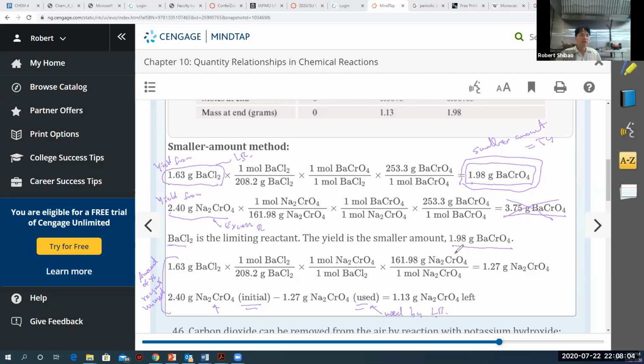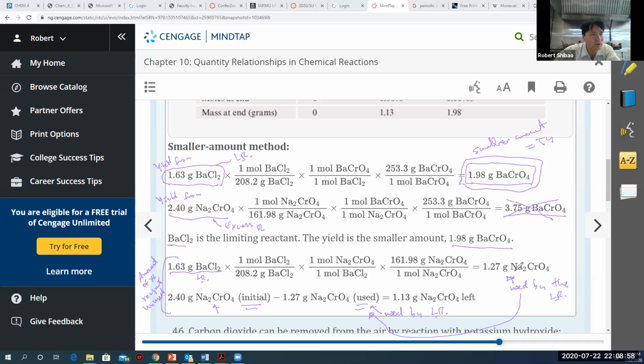How do you figure out how much you use from the limiting reagent? Well, we know what the limiting reagent is. It's 1.63 grams of barium chloride here, giving 1.98 grams of product. So we start off with the limiting reagent, and then we figure out how much sodium chromate is used. 1.27 grams of sodium chromate is going to be used by the limiting reagent. The way we calculate this is we start with grams of limiting reagent to moles, then moles of limiting reagent to moles of excess reagent, sodium chromate, and then moles of sodium chromate to grams.